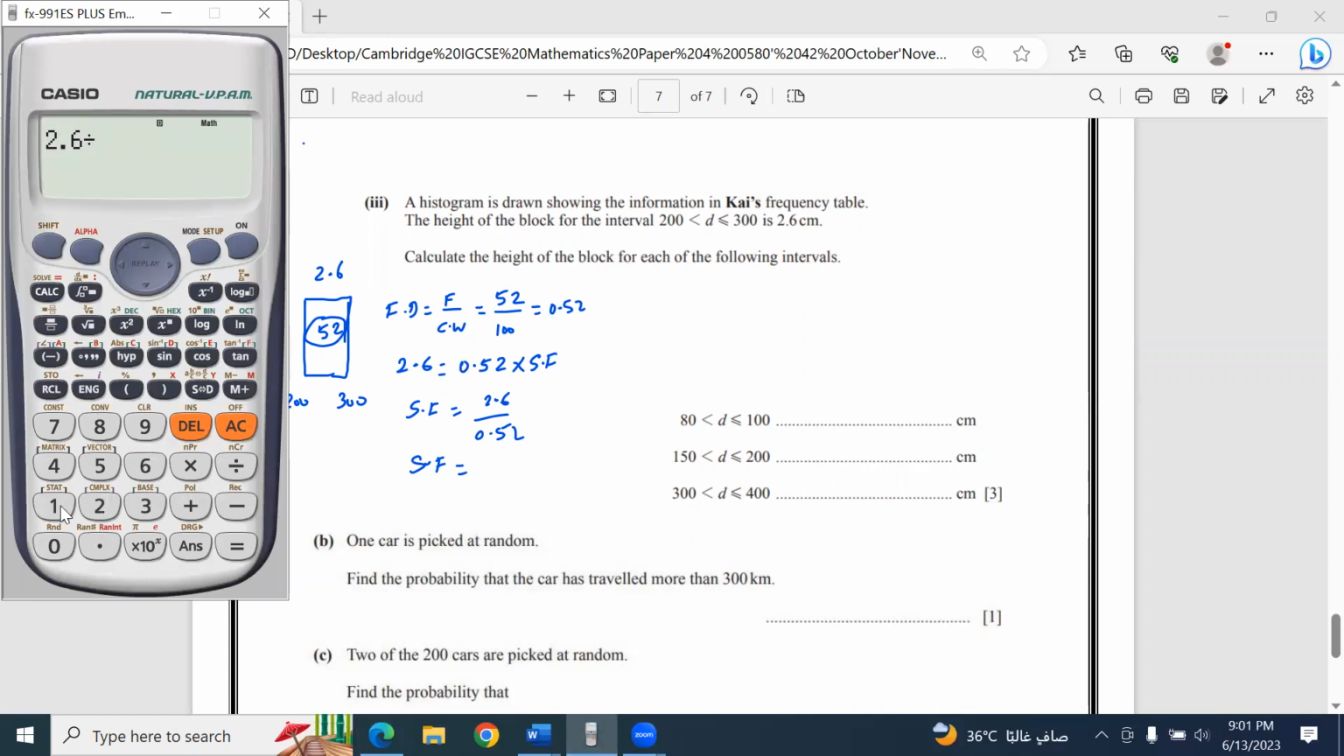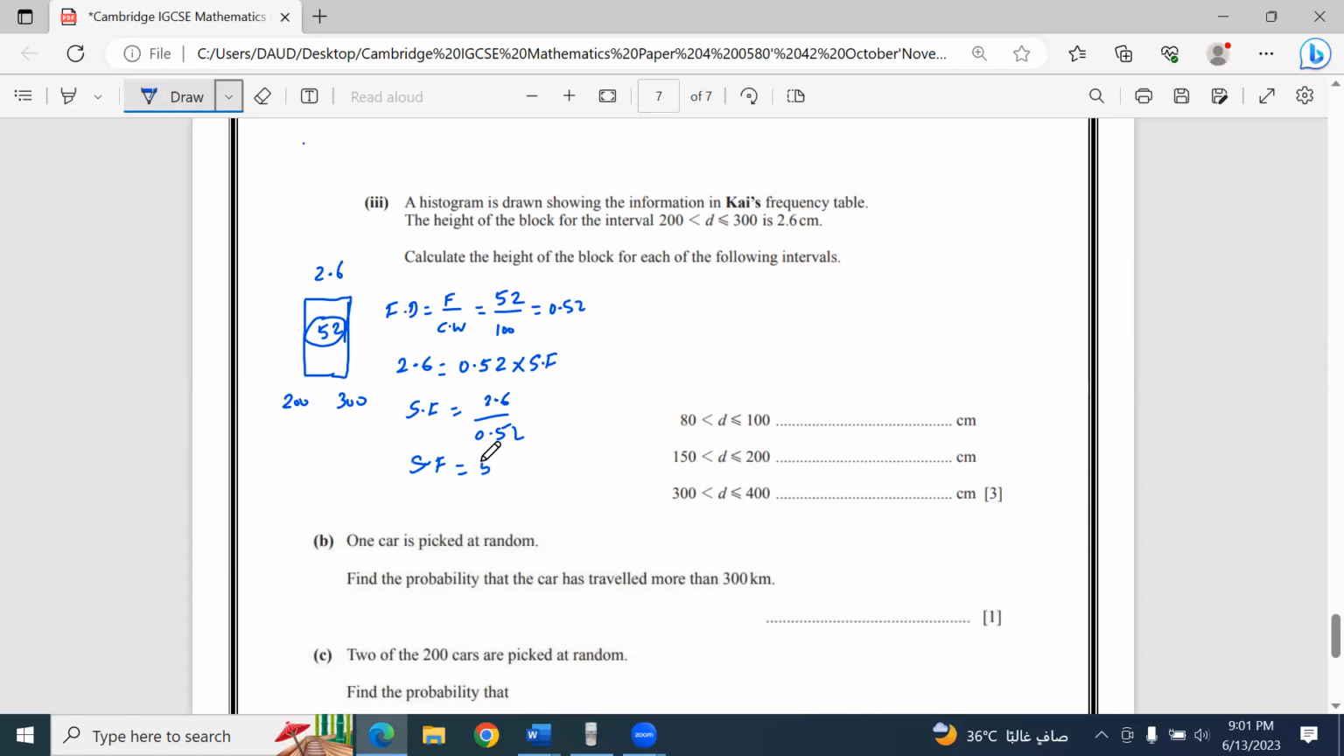2.6 divided by 0.52, it is equal to 5. So this scale factor will help us to give the rest of the answers. It means you can say that height is basically equal to frequency density multiplied by the scale factor. Okay, so in each case of 80 to 100, 150 to 200, once we know the frequency density, then we can find height easily.